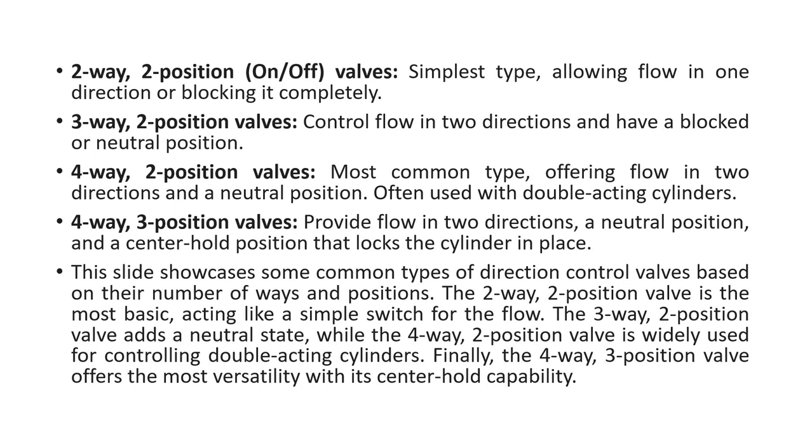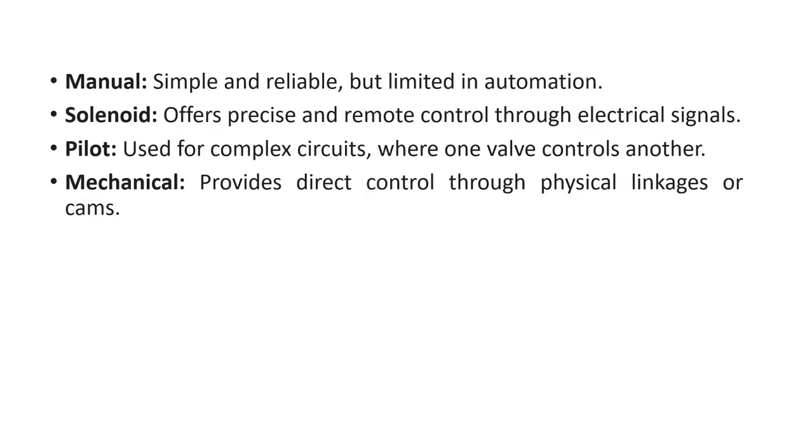This slide shows some common types of direction control valves based on their number of ways and positions. The 2-way 2 position valve is the most basic, acting like a simple switch for the flow. The 3-way 2 position valve is used for a single acting cylinder, while the 4-way 2 position valve is widely used for controlling a double acting cylinder. Finally, the 4-way 3 position valve offers more versatility with its center hold capability, that is neutral position.